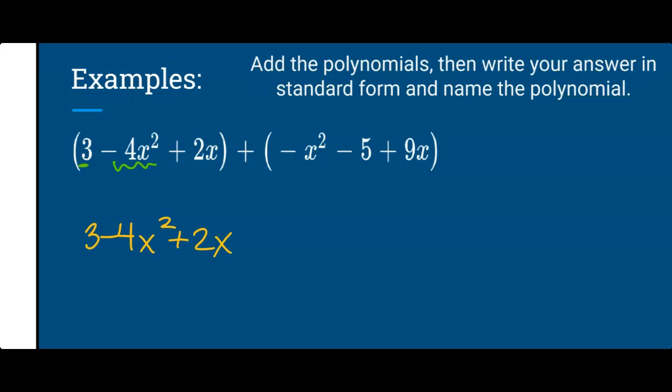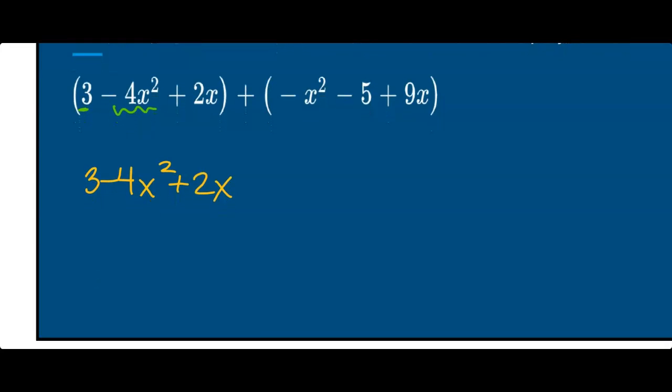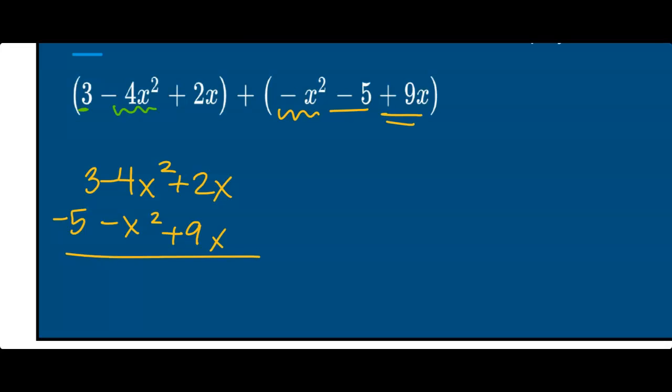Again, I just write the first one down, and then I'm going to put the negative x squared with the 4x squared. So I'm going to put the negative x squared under the negative 4x squared. I'm going to put the negative 5 under the 3, and then the positive 9x under the 2x. So I'm just going to group my like terms together. So then I can just add these.